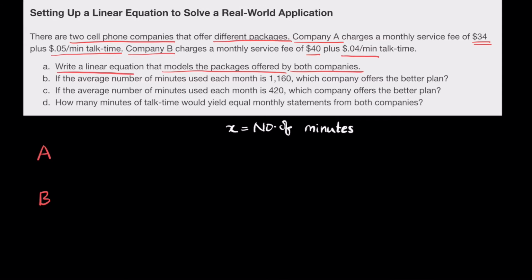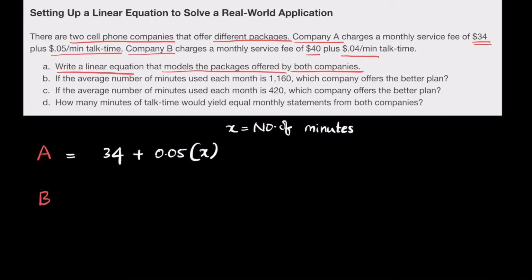Then the total charge by company A becomes, remember the service fee is going to stay the same, $34 plus. Per minute you are charging 5 cents, so whatever the number of minutes that you use for that entire month, it is $0.05 times X. If you remove the dollar sign, it becomes 34 plus 0.05x.